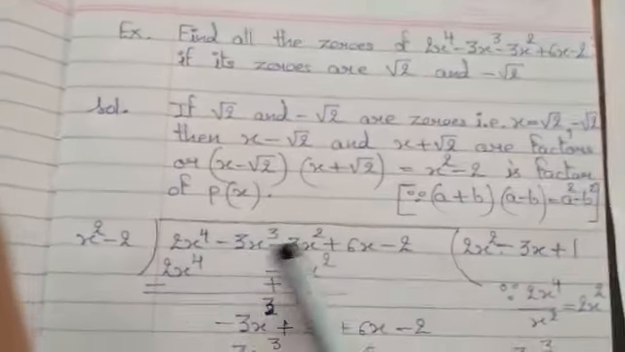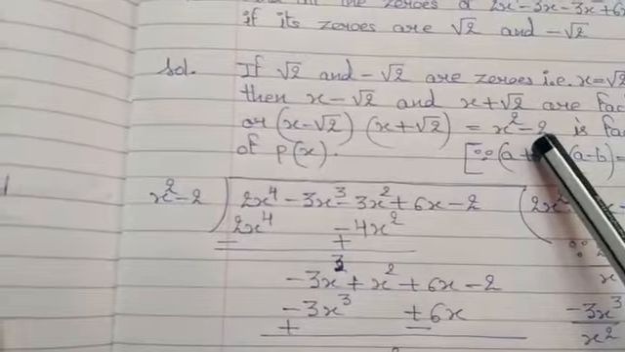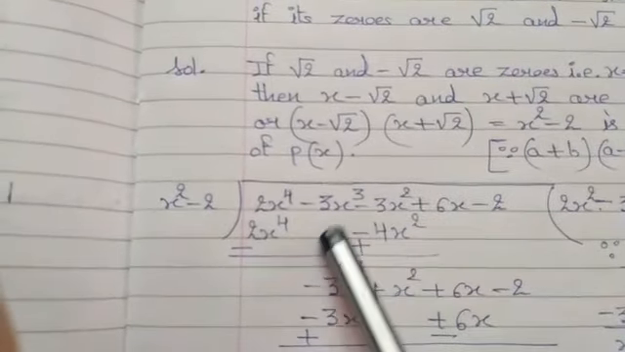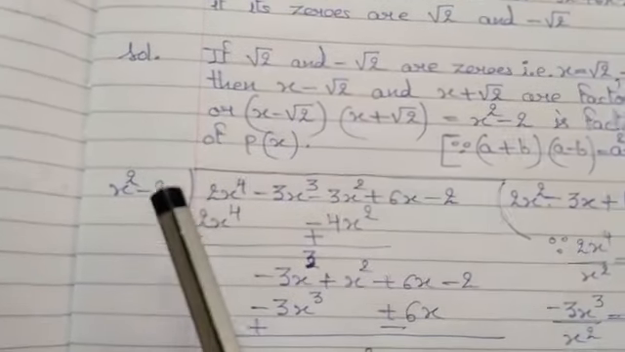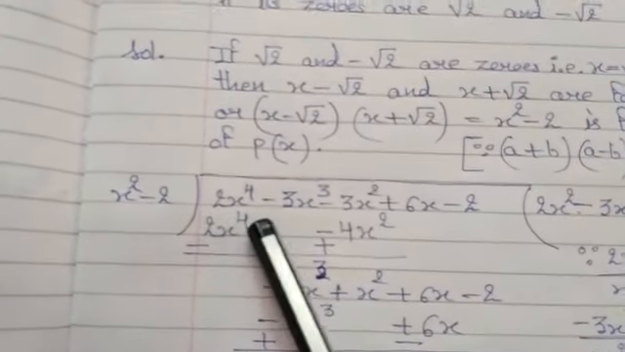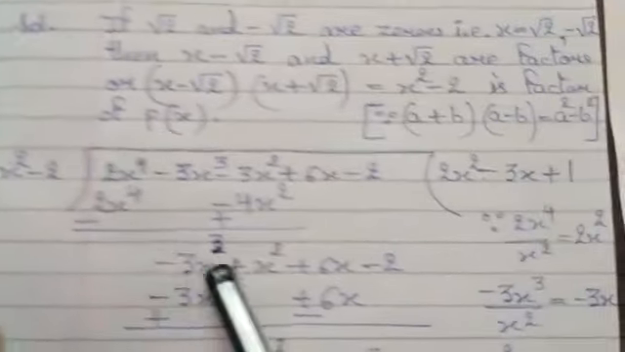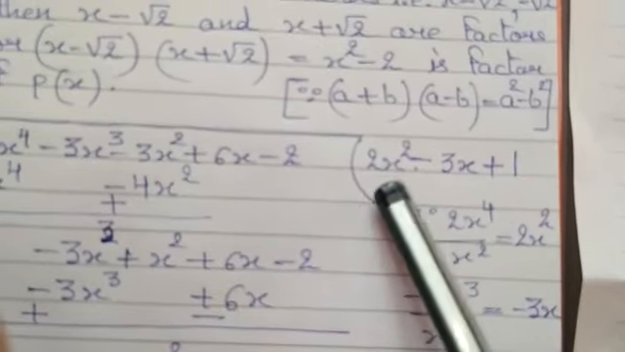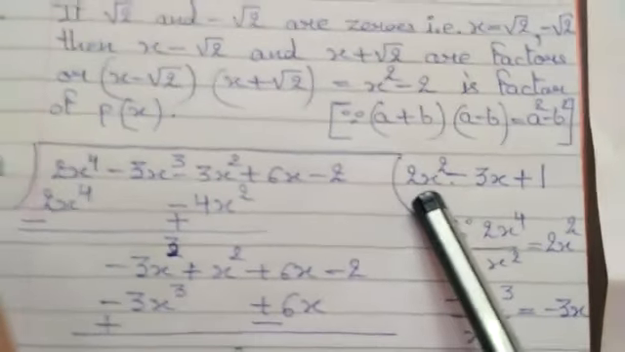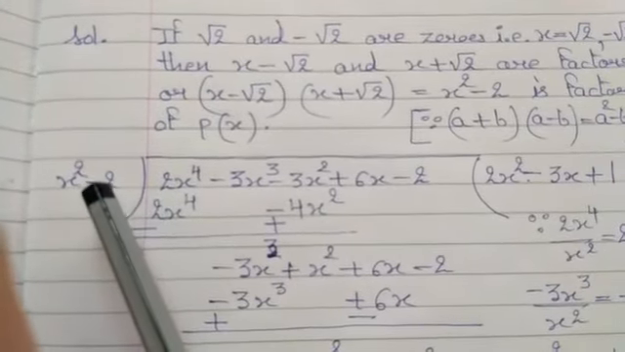So we will start dividing now with long division. Our g(x) is now x square minus 2, p(x) is already given. Now start dividing, the same process as I told you in the last question. First term is 2x to the power 4 and first term is x square. Divide them. We will get 2x square. So the first term of the quotient is 2x square. Multiply all terms by 2x square.